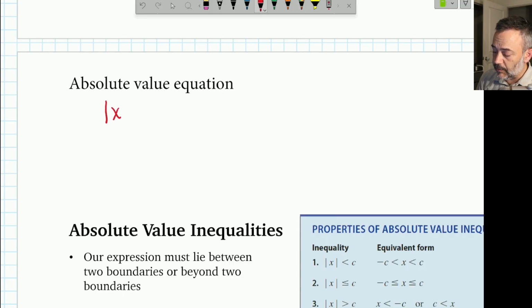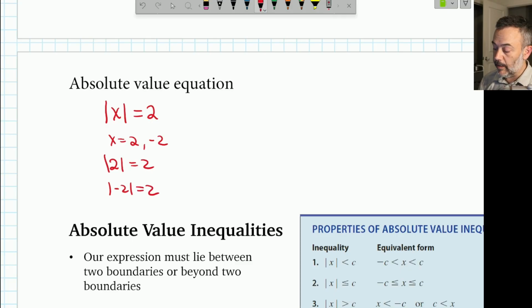What if I have the absolute value of x equals 2? Well, what makes that true? Well, x equals 2 or negative 2 make that true. Because if I put absolute value of 2, that equals 2, that's true. Absolute value of negative 2 equals 2, that's true as well.